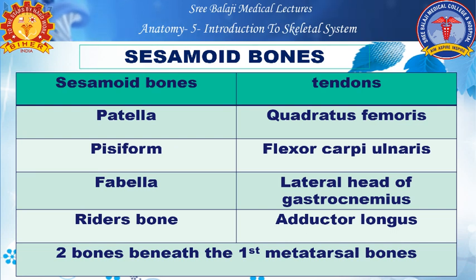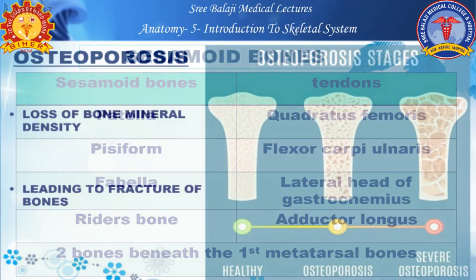There is a bone called fabella which develops within the tendon of the lateral head of gastrocnemius, just behind our knee joint. The next is the rider's bone. Rider's bone is a bone which develops within the tendon of the adductor longus, in the proximal end of the tendon of adductor longus muscle. There are two small sesamoid bones beneath the first metatarsal bones also.